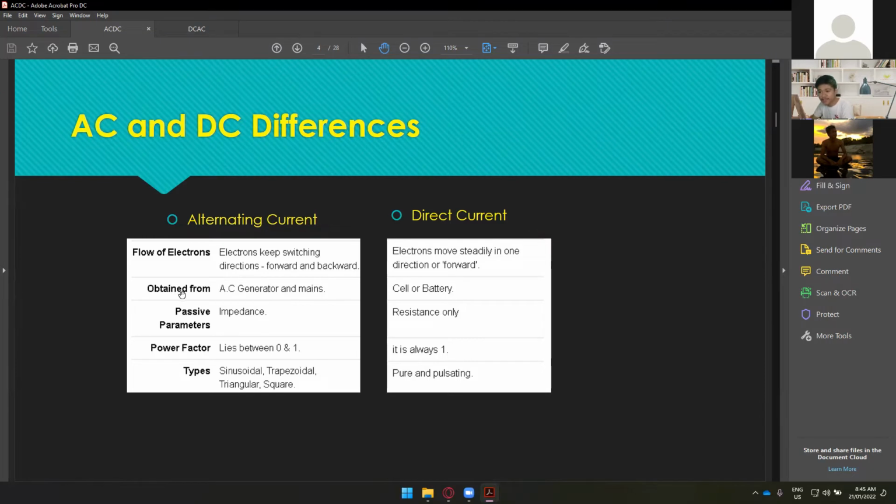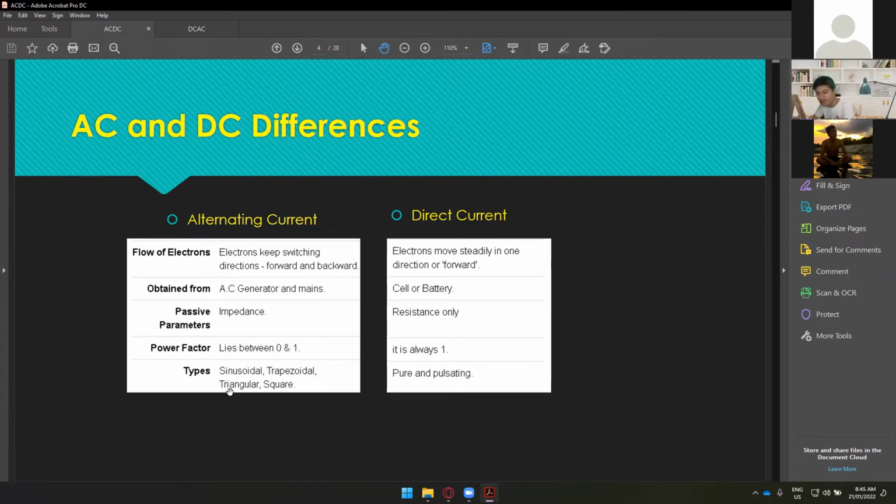AC can be obtained from an AC generator and the main electricity source. In direct current, you can only obtain DC if it's already in a cell or a battery, so it's already converted into DC current. For the passive parameters, in AC we use impedance, and for direct current we only use resistance. For the power factor, AC lies between 0 and 1, and in DC it's always 1.